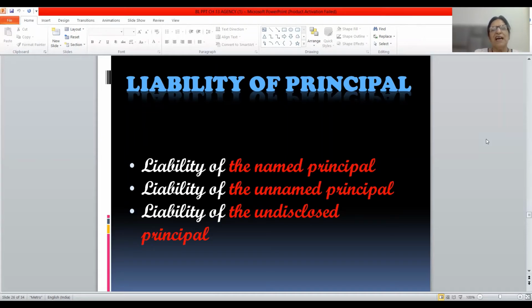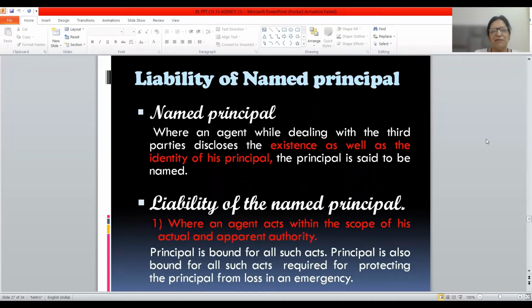So this heading I would like to discuss under 3 subheadings. The first is liability of the named principal, second is liability of the unnamed principal, and third is the liability of the undisclosed or concealed principal. Now the question arises, what is the meaning of all these terms? Who is a named principal? Who is an unnamed principal? And how can we say who is the undisclosed or concealed principal?